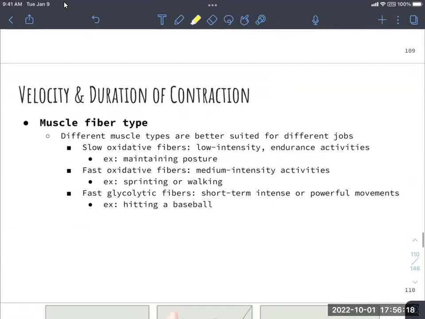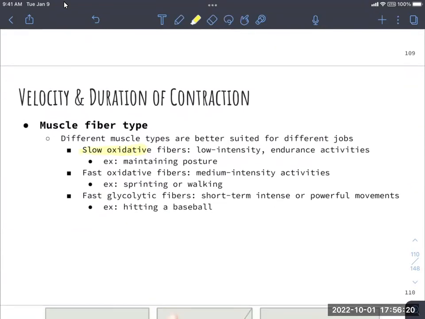So those slow oxidative fibers, they're slow to twitch, slow to contract. They use oxygen, so they're using that electron transport chain to gain energy. So if they're using oxidative pathways, it must be something kind of aerobic. Endurance activities, it's kind of low intensity.